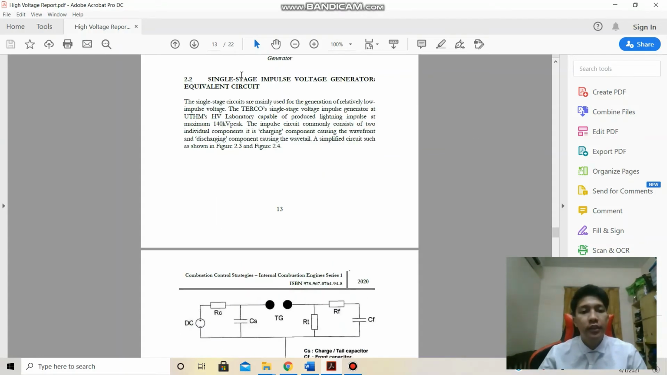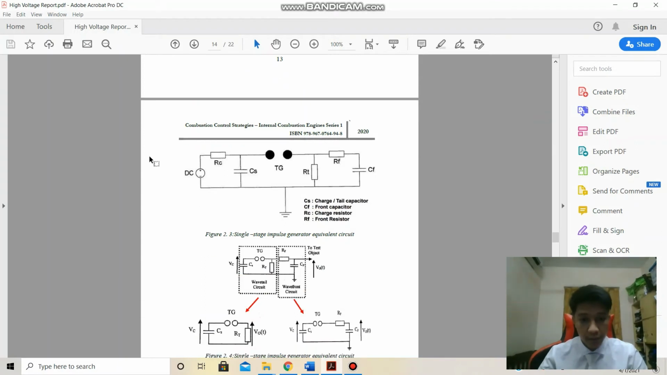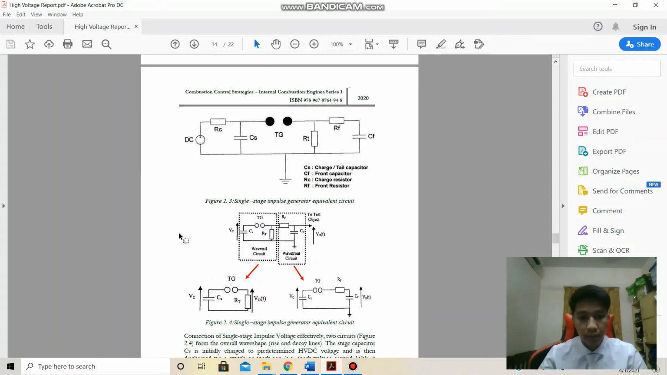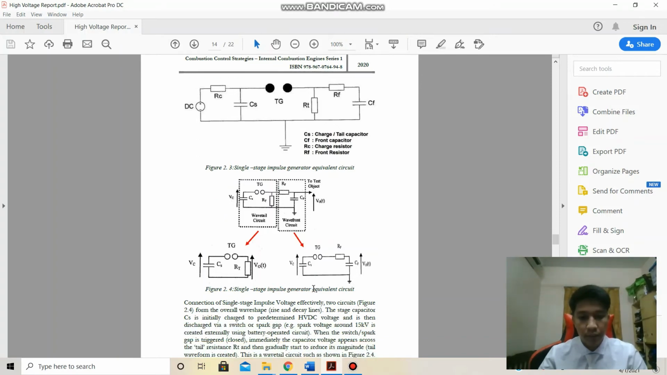The next is the single stage impulse voltage generator. The single stage circuits are mainly used for the generation of relatively low impulse voltage, and one is already used at the UTHM high voltage laboratory, a capacitor feeder lightning impulse at maximum 140 kVp. You can see this is a figure of the single stage impulse generator equivalent circuit.